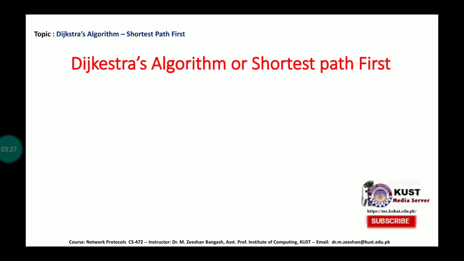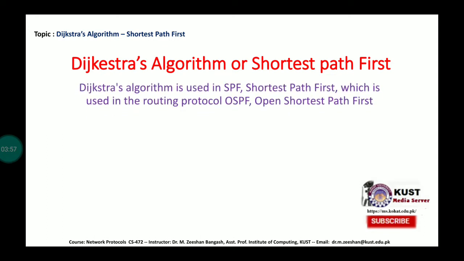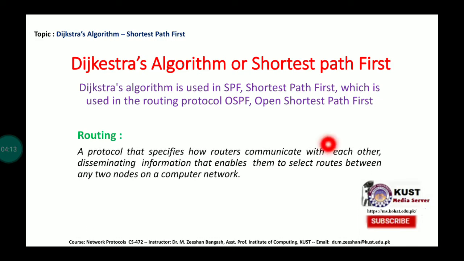Now about this algorithm, which works on the link state routing mechanism, we already discussed in our previous session about OSPF, which is an open shortest path first algorithm, which is a link state algorithm, and this algorithm is basically inspired from that technique. Now this algorithm is used in shortest path first, and that is used in routing purposes for OSPF and for open shortest path first mechanisms.